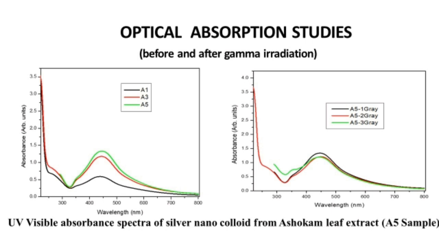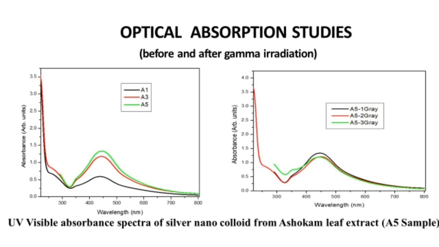In the optical absorption studies of the samples using a double beam UV visible spectrophotometer JASCO V550, it is found that in the normal samples, the maximum absorbance occurs at 444 nanometer and this is for maximum concentration of leaf extract. As the concentration of extract increases, the broadness of the peak decreases.